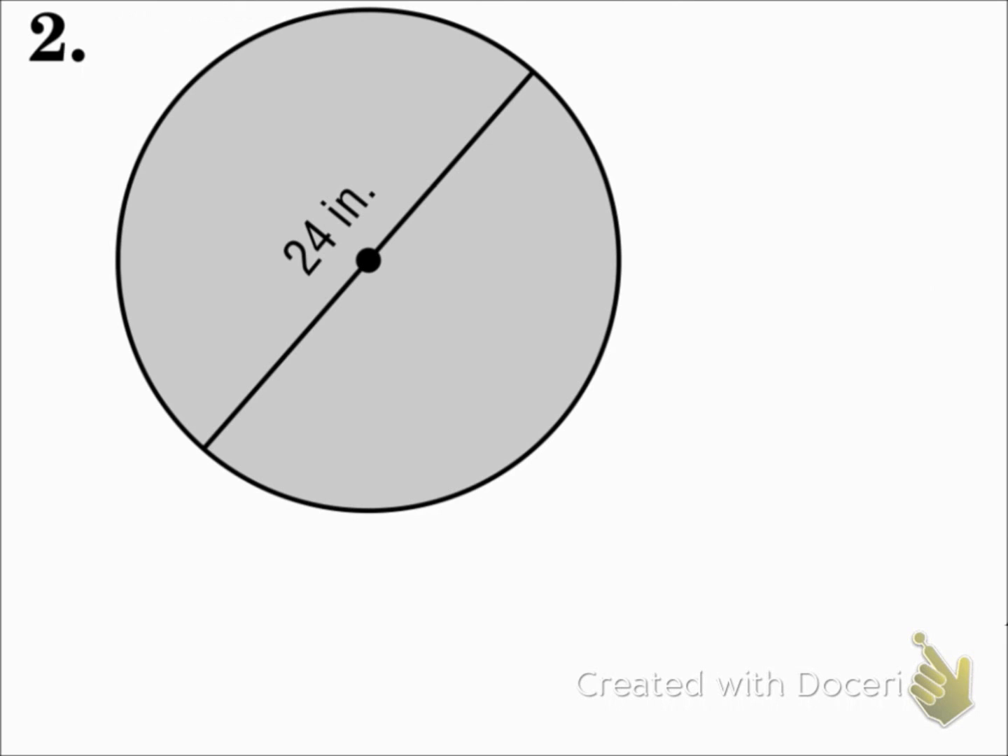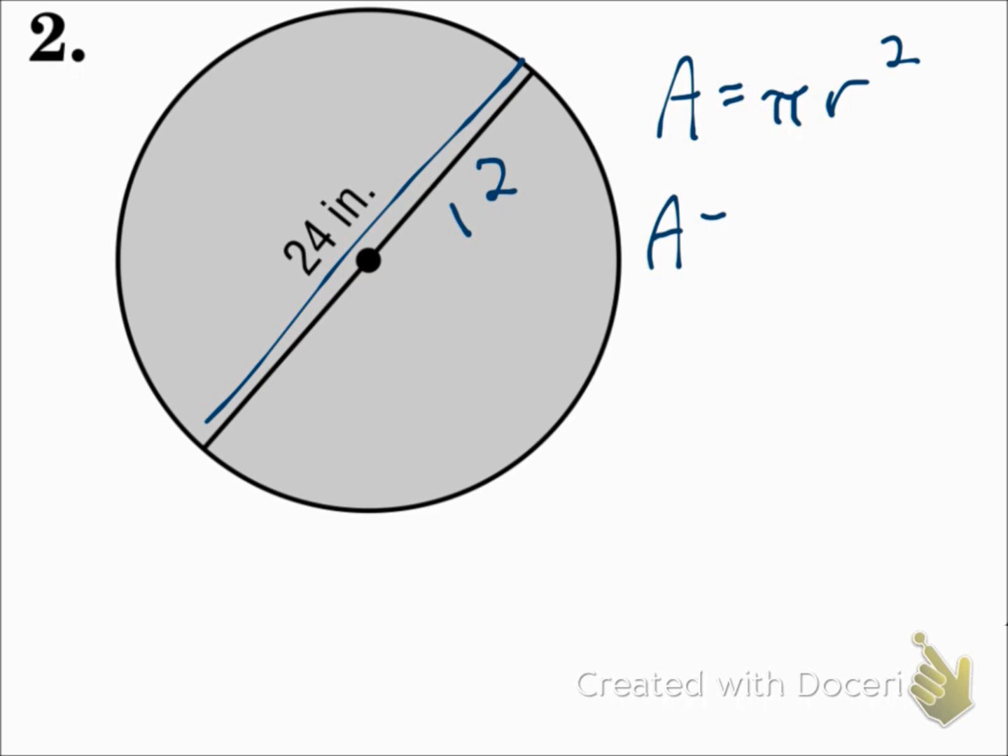For this circle, to find the area, area equals pi r squared. And on this circle, we don't know the radius, we know the diameter. If the diameter is 24 inches, the radius is half that, which would be 12 inches. So in the formula, I will substitute in a 12 for the radius. Solving, make sure you punch in the pi button and not 3.14.